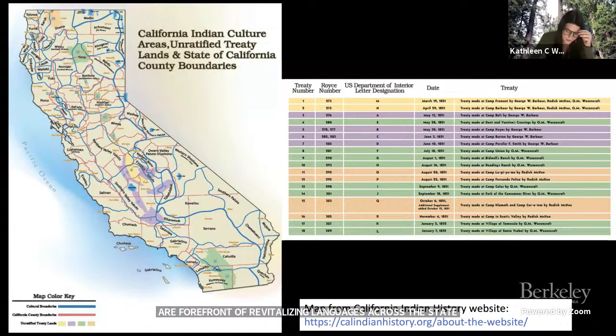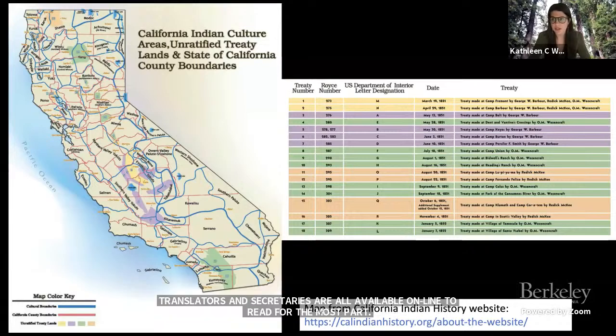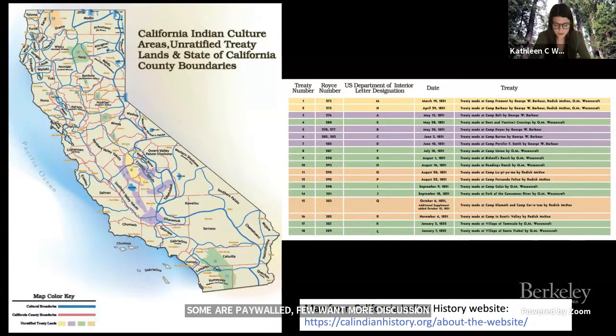So these records of the treaty commissioners, translators, and secretaries are all available online to read for the most part. Some are paywalled. If you want more discussion, like Robert Heizer's discussion of George Gibbs's journal, George Gibbs was a secretary for Redick McKee. So I encourage you to check that one out if you're from Northern California.